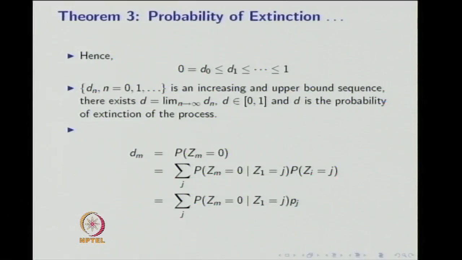Now we will find out what d is. You know that dm is nothing but the probability of Zm equal to 0, that is, summation over j of the probability of Zm equal to 0 given Z1 equal to j multiplied by the probability of Z1 equal to j. You know that the probability of Z1 equal to j is nothing but pj, therefore dm is nothing but summation over j of the probability of Zm equal to 0 given Z1 equal to j multiplied by pj.